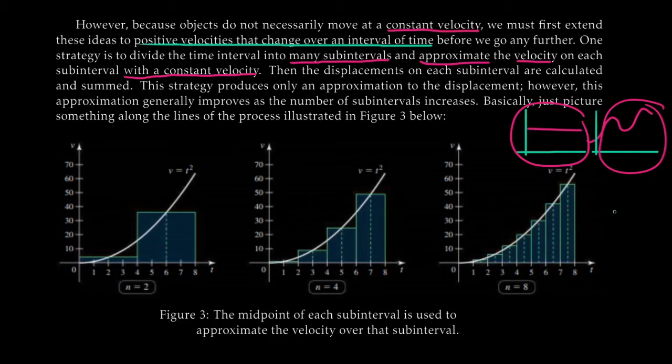That is, over a millisecond, I might change from 50.01 miles per hour to 50 miles per hour. But I might as well just approximate this with 50 miles per hour. That seems fair. I won't be too far off. So this is just this kind of idea. Let's see what this will look like. This strategy will produce only an approximation to the displacement. However, we can improve the approximation by using more and more little constant functions.